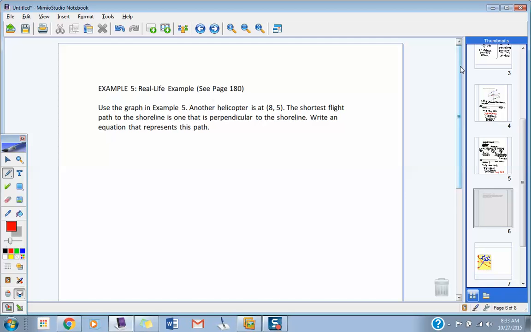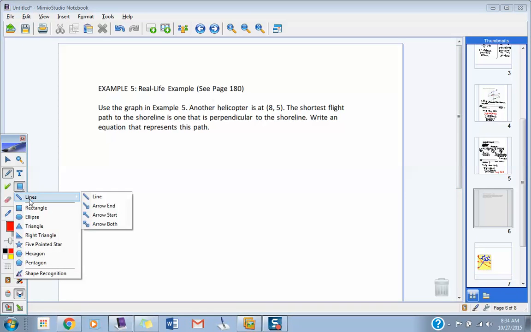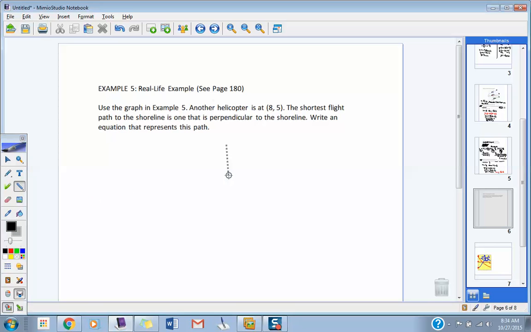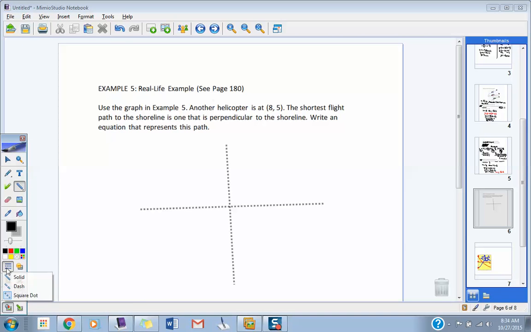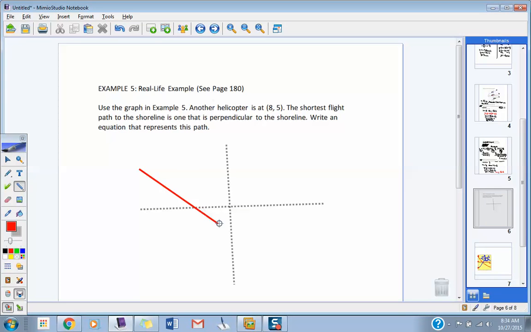So what I'm going to have you do here quickly is the following. I want you to go ahead and just make a coordinate plane like so. All right? Make that coordinate plane. Over here, I want you to draw a line that looks like this. And this doesn't have to be perfect.